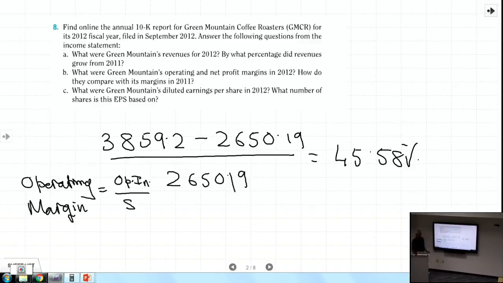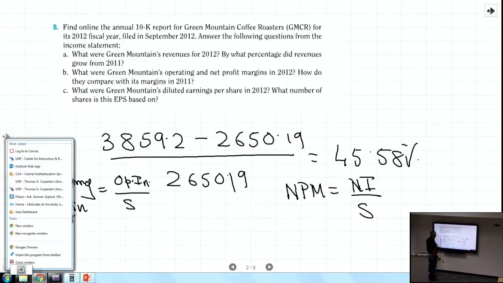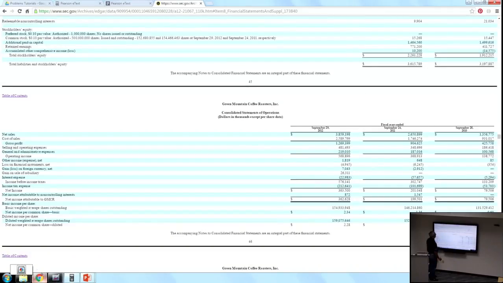Operating income divided by sales. And net profit margin is net income divided by sales. So now we have to go back to our income statement and find out where operating income is. Operating income is right here.